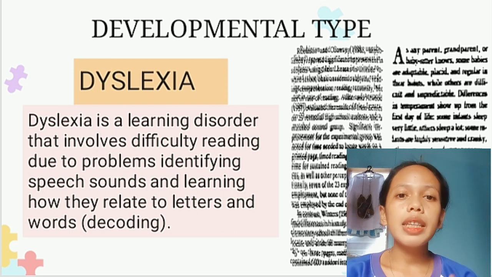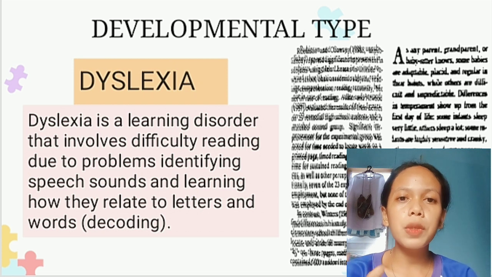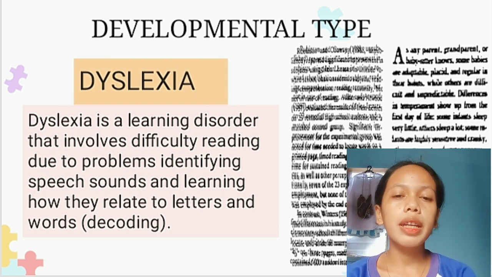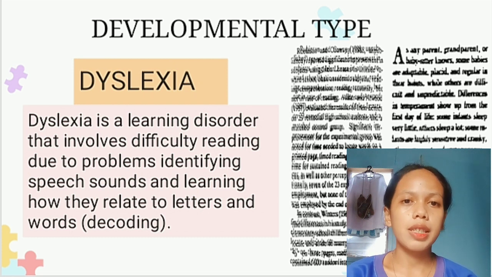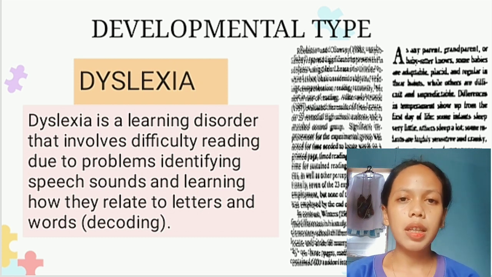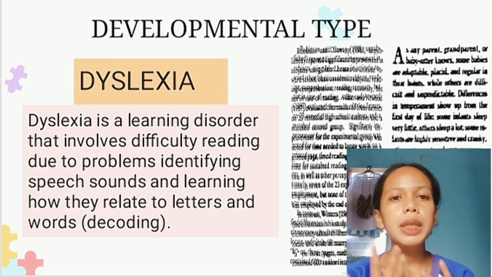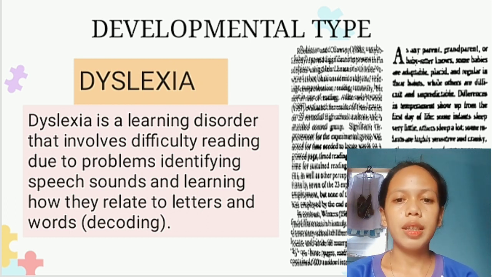What is dyslexia? It is a learning disorder that involves difficulty reading due to problems identifying speech sounds and learning how they relate to letters and words, also called a reading disability. Dyslexia is a result of individual differences in areas of the brain that process language. Signs of dyslexia can be difficult to recognize before your child enters school, but some early clues may indicate a problem. Once your child reaches school, your child's teacher may be the first to notice a problem. Severity varies, but the condition often becomes apparent as a child starts learning to read.